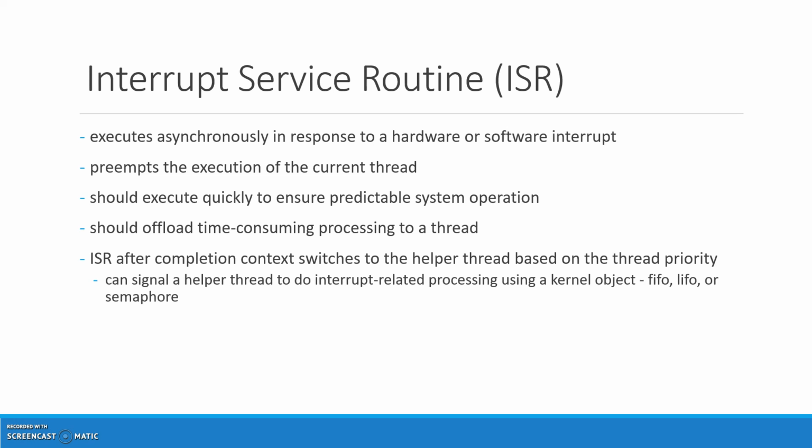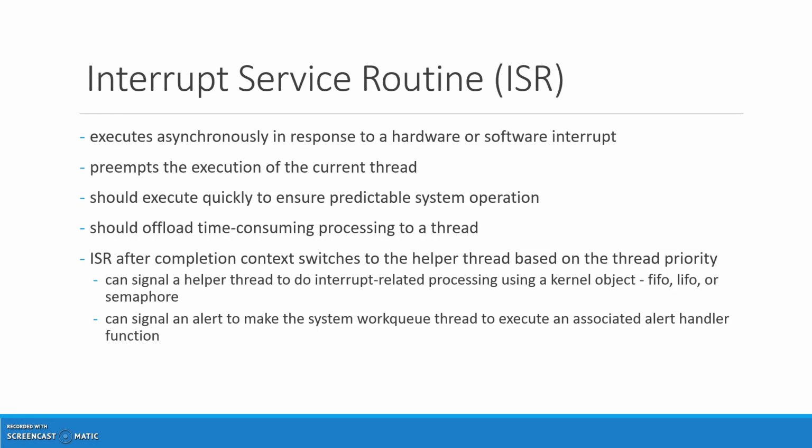ISR can actually initiate the helper thread in two ways. One is to signal the helper thread directly and process its work, or it can send an alert signal to the existing work queue thread, which is going to do the action on behalf of the ISR.